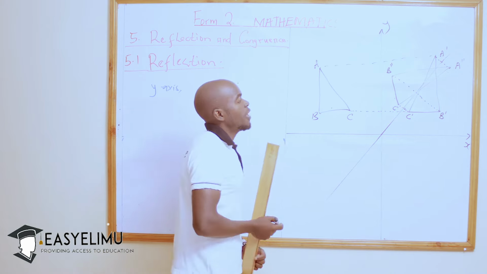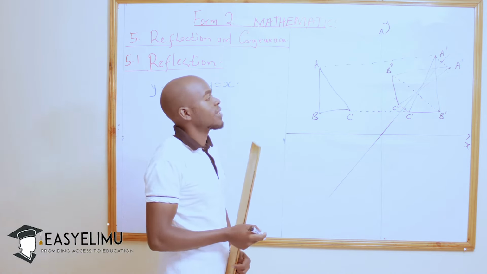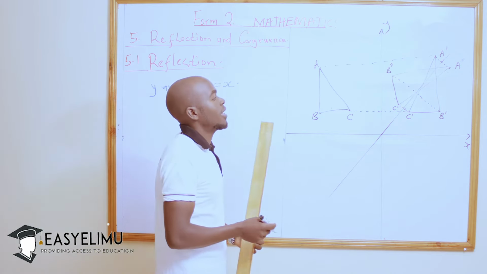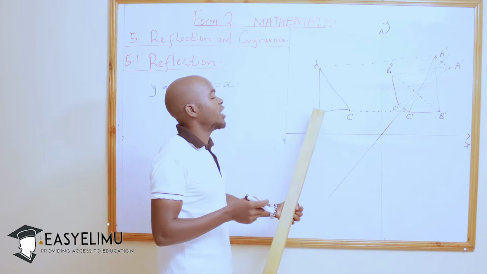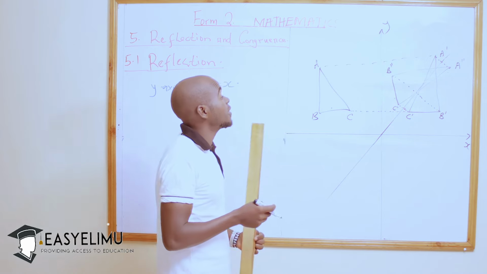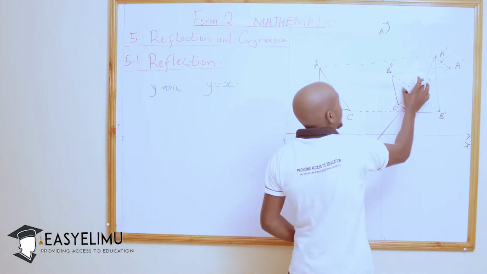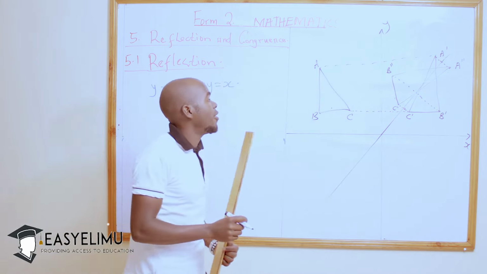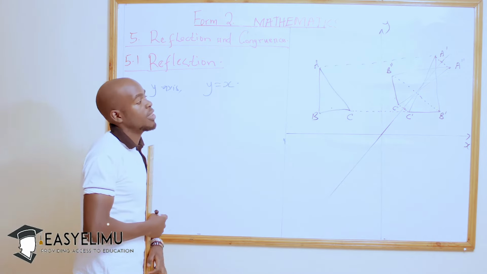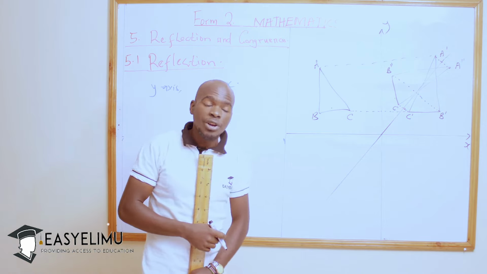So you will find that the image formed has been inverted, and it is of the same size as the initial, but the only difference is that now it has been tilted if you consider it with the first object. So that is how we do successive reflection.